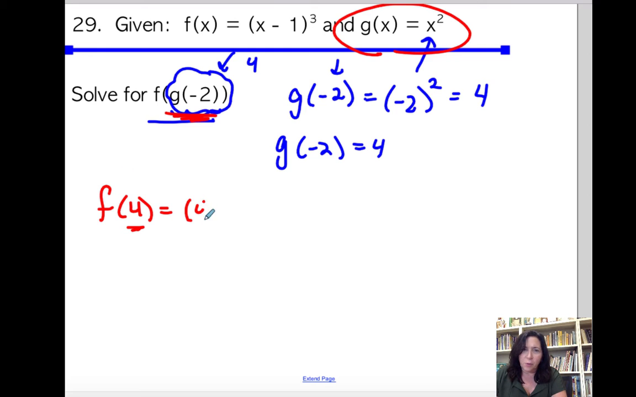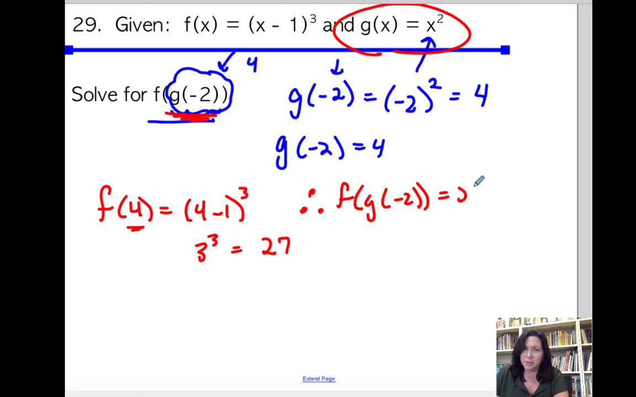So that's going to be 4 minus 1 cubed. So 4 minus 1 is 3, 3 to the third power, 3 times 3 times 3 is 27. So therefore, these three dots mean therefore, f of g of negative 2 is equal to 27.